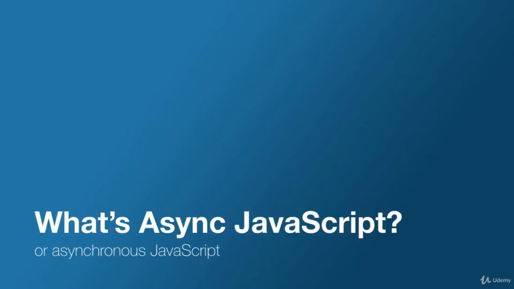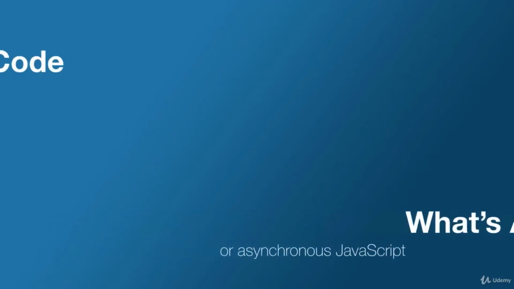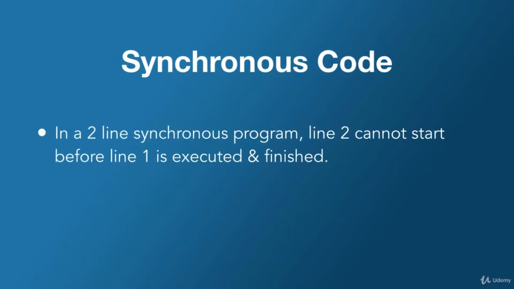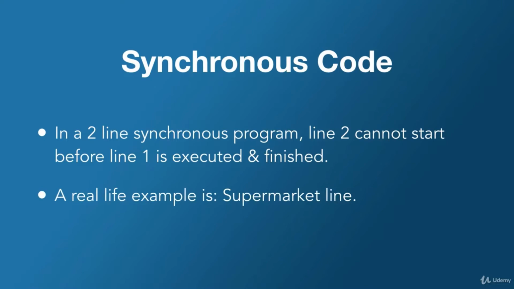So let's see what is asynchronous JavaScript. First we're gonna see what is synchronous code. In a synchronous code, for example, in a 2-line synchronous program, line 2 cannot start before line 1 is executed and has finished. An example from real life of this is the supermarket line. The supermarket line is one person at a time, and the person at the back is going to wait until the rest of the persons are dispatched.